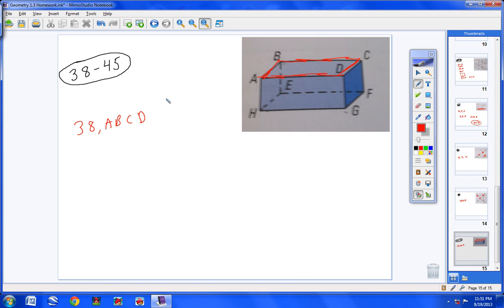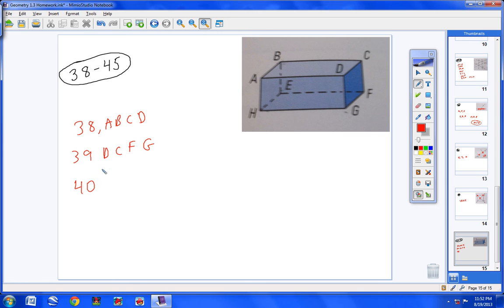Let's take a look at, let me grab the eraser here. Let's take a look at number 39. The points they give us for 39 are D, C, and F. So here's D, here's C, here's F. So it looks like they're talking about this plane here. So what other point is on that plane right there? Looks like G is to me. G. So point G.